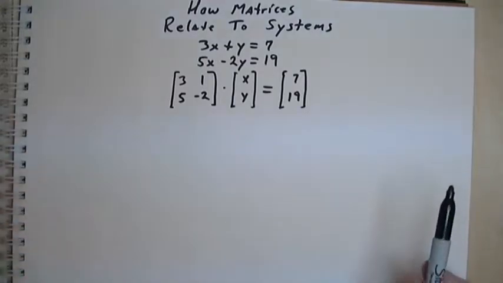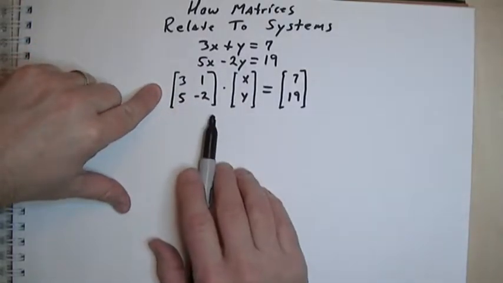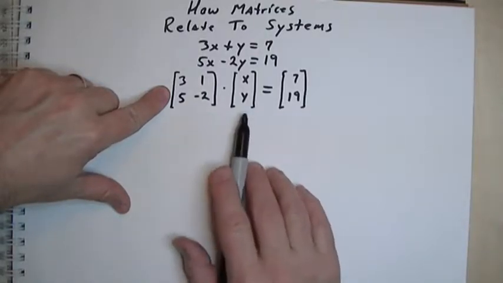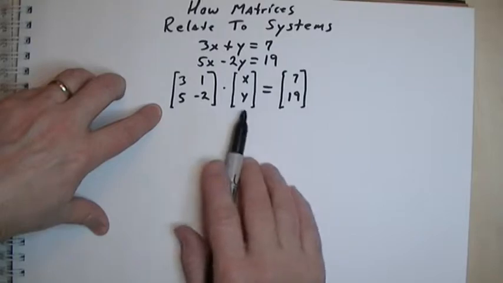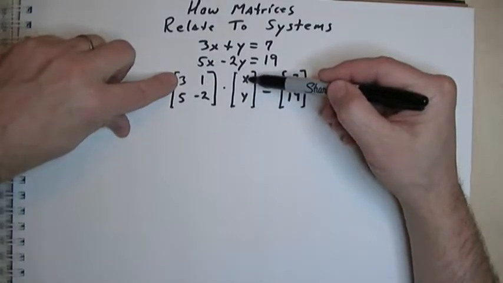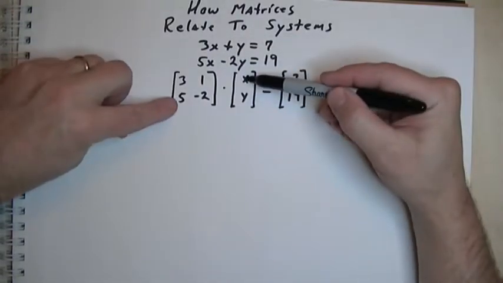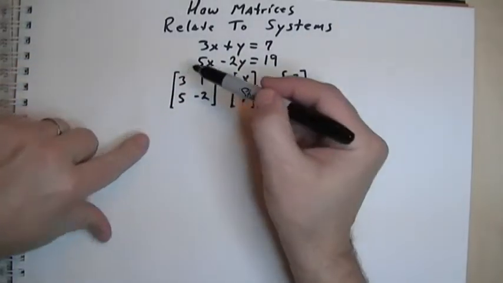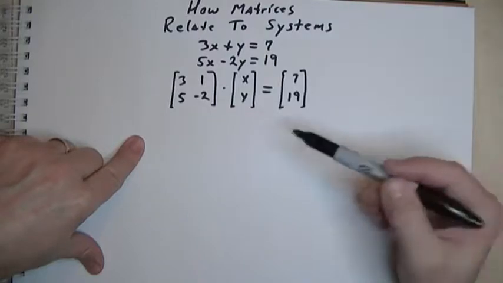Well, it's 7. If you think back to your matrix multiplication, we can multiply this matrix by this one because it's a 2 by 2, and this is a 2 by 1. The number of columns here matches the number of rows here, so it's certainly possible to multiply. And look what you would get. If I multiply this row by this column, I'll have 3x plus y, and that should get me a 7, which is exactly what this is saying up here. Then if I do 5x minus 2y, I should get 19, which is exactly what this is saying.